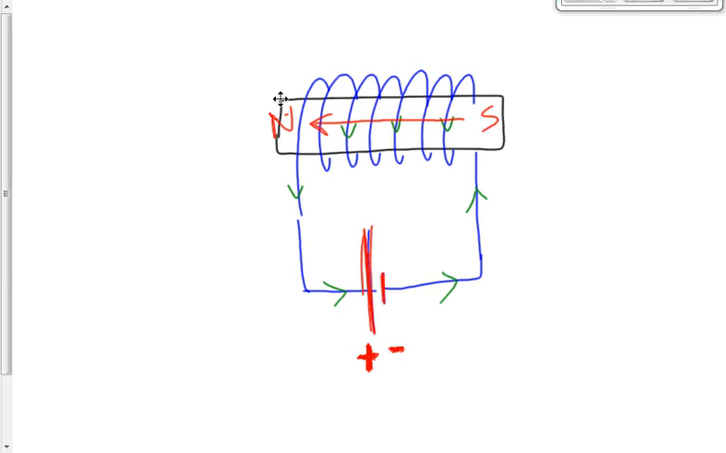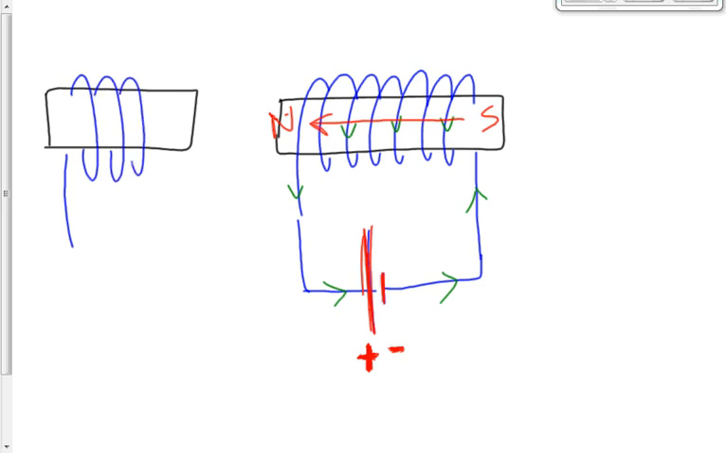Let's try another one. Look at that. That's set up the same way, right? The battery has the negative terminal on the right side, positive on the left side. The electric current goes this way, counterclockwise once again.